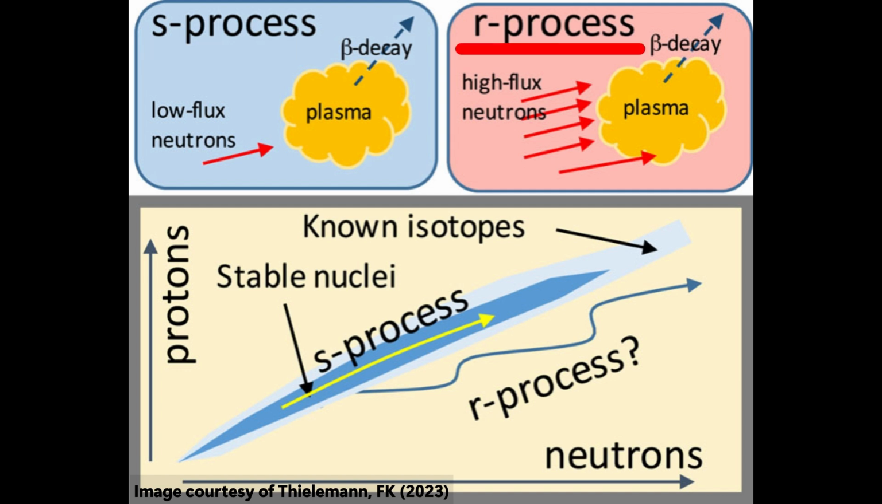R process, or rapid process neutron capture, occurs when neutron stars merge and nuclei break down, and the rapid reformation of heavy molecules also occurs. This process normally occurs way too fast for beta decay to occur and stabilize these atoms.